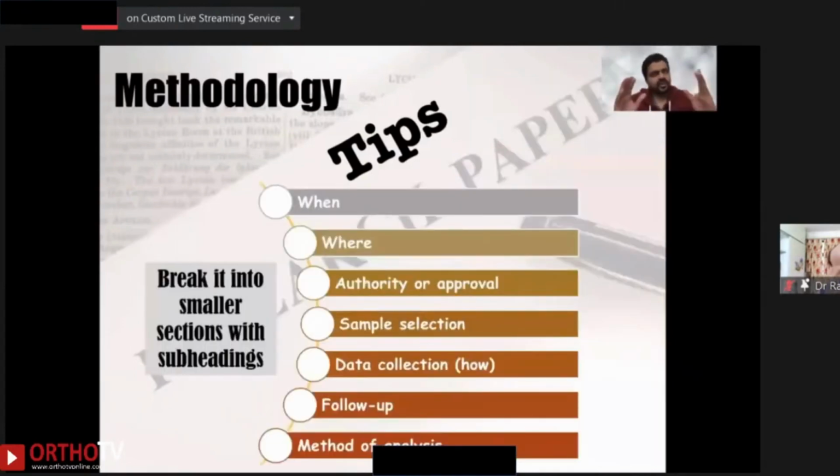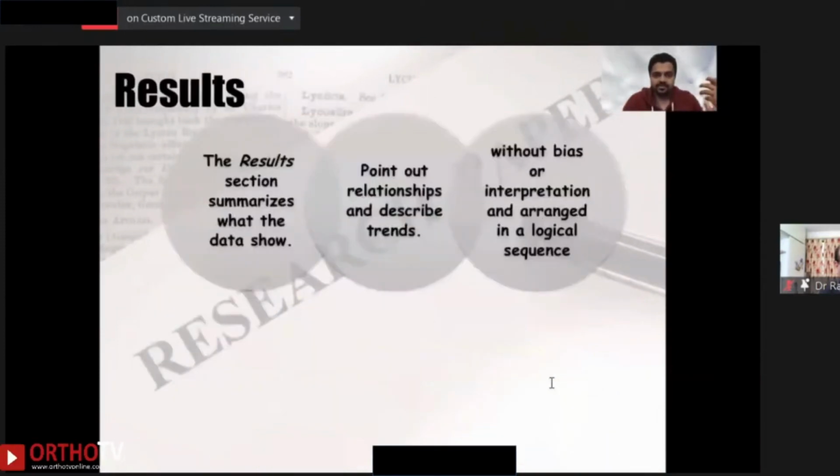One of the important things is, for example, you are doing a pediatric neck femur research paper, and you're using the Delbet classification. You don't need to explain the Delbet classification. You just reference it and that should be fine. So you should know how to control and what to write, what not to write. So the tip is you break it into smaller sections with subheadings. When was the research? Where was the research? The authority or the approval, the sample selection, the data collection, how was it done? When was the follow-up done and how did you analyze? If you follow them, you will include everything.